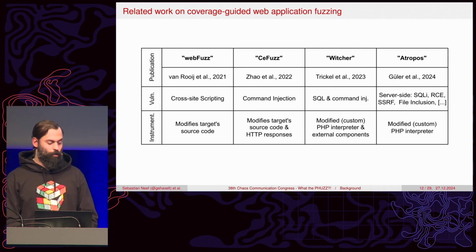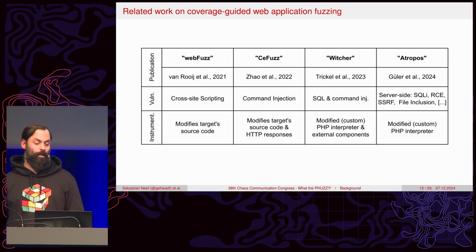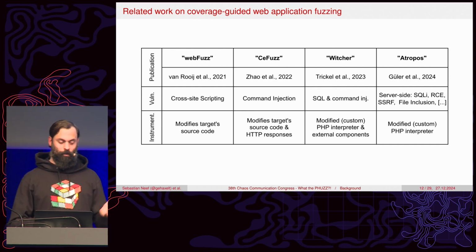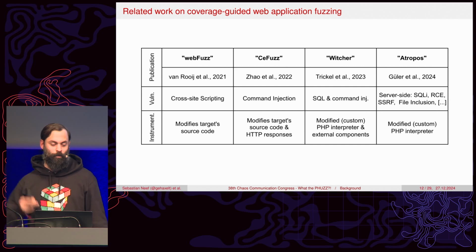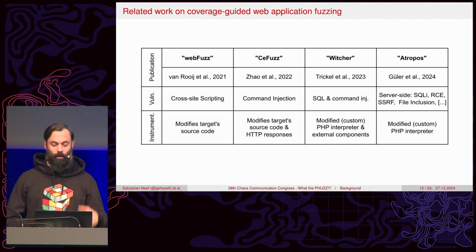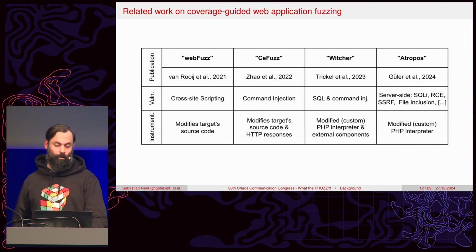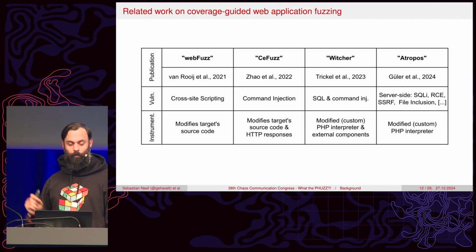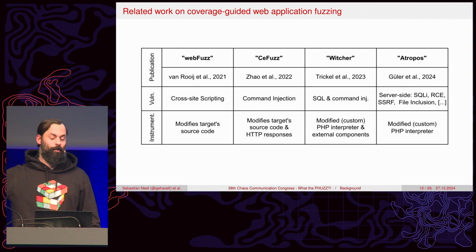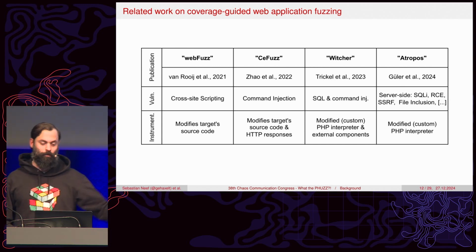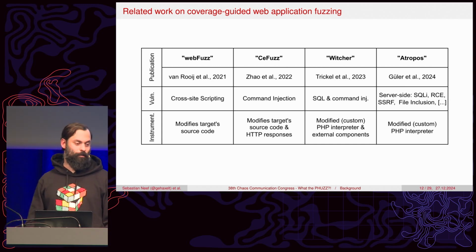Concurrent to our research, The Witcher was published, and Atropos was published this year, 2 months after our publication. What you can see in this table is that the approaches usually focus on single vulnerabilities. WebFuzz had only cross-site scripting, CFuzz command injection. The Witcher had 2 vulnerability classes, and Atropos implemented several, which is quite nice, but they focused on web server-side vulnerabilities, not client-side ones like cross-site scripting, open redirection, or some other classes.